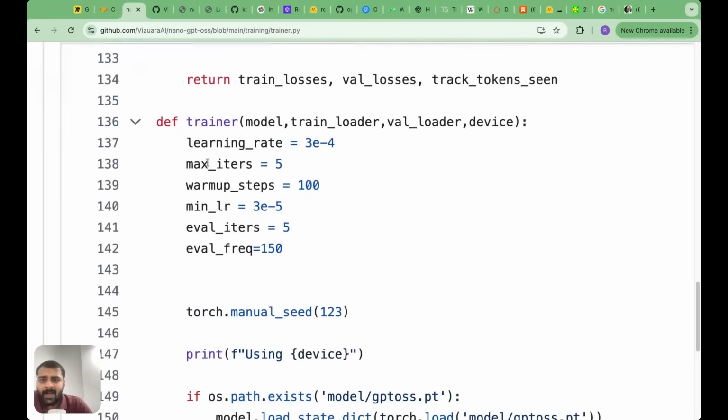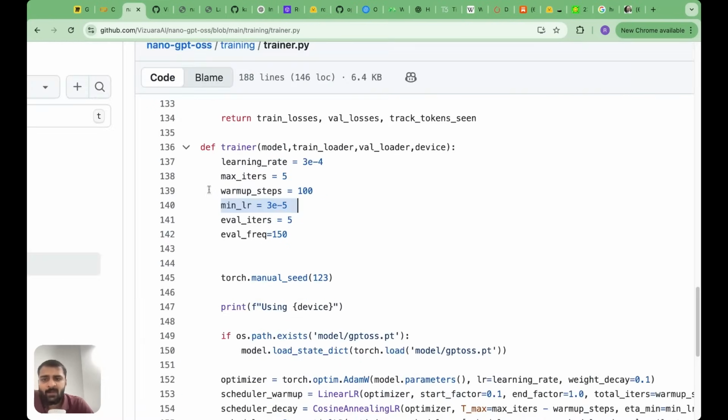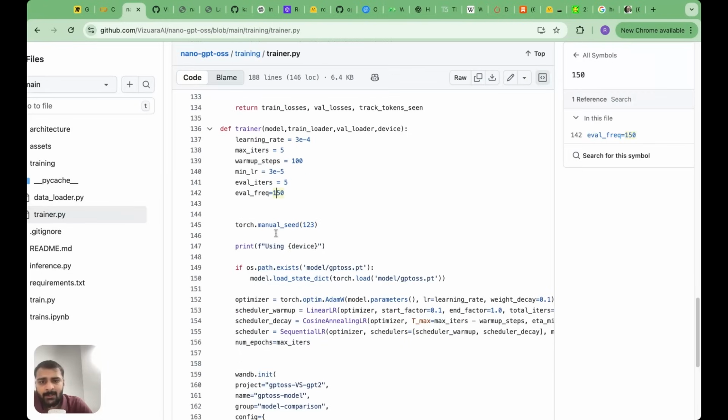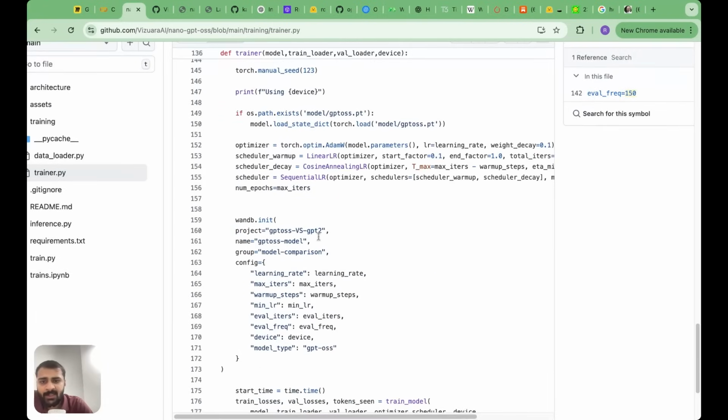And take a look at some parameters here. The learning rate which we are using is 3 into 10 raised to minus 4. Maximum iterations, warm-up steps is 100. Minimum learning rate is 3 into 10 raised to minus 5. We need all this because we are using a dynamic learning rate. And we are printing out the loss after every 150 iterations, right?